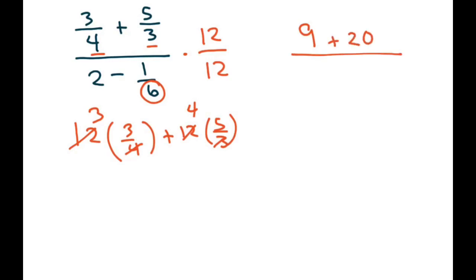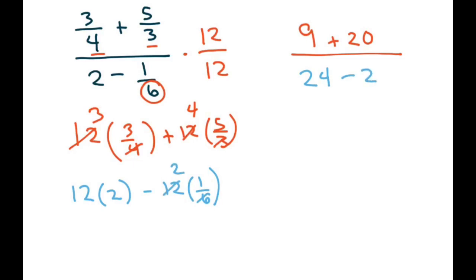So that's your numerator. Now let's do the denominator. You have 12 times 2 minus 12 times 1/6. Well, the first one's easy. That's 24. 6 goes into 12 2 times, so that's going to be minus 2. So what you're going to get is 29/22.